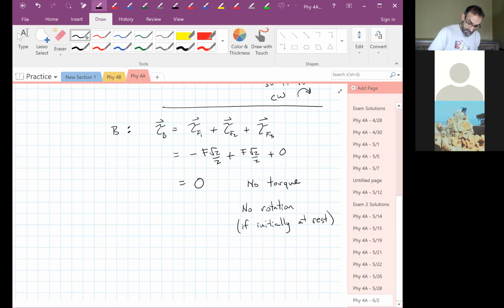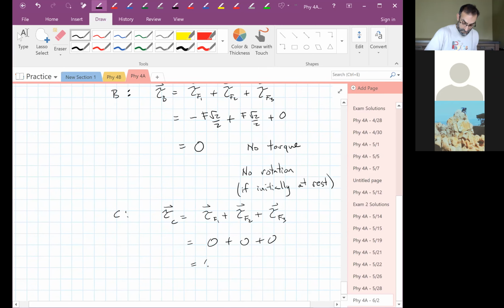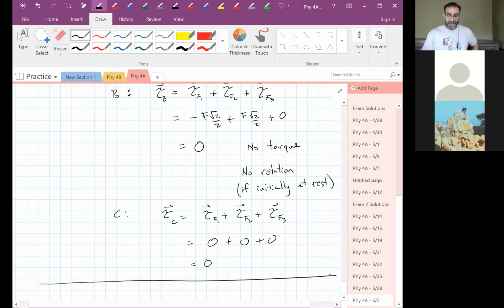And the last one, axis of rotation C. The torque due to F1, adding up all the contributions, I get 0, no torque. Okay. Play with those a little bit at home. Make sure you understand them.